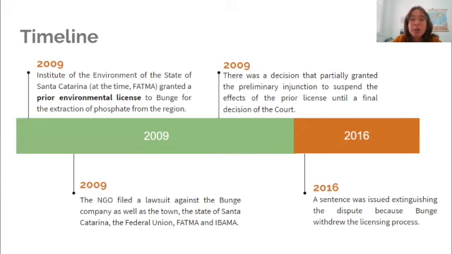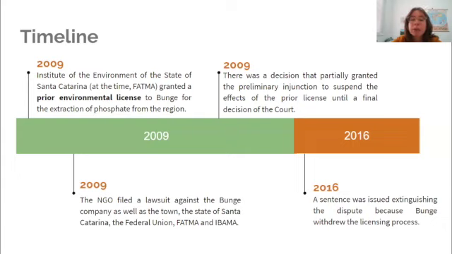It also aimed at the protection and defense of the interests of the collectivity, seeking the annulment of the prior environmental license. The lawsuit also aimed to stop the destruction of environmentally protected areas and prevent other illegalities of municipal, state, and national laws. In the same year, there was a decision that partially granted the preliminary injunction to suspend the effects of the prior license until a final decision of the court.